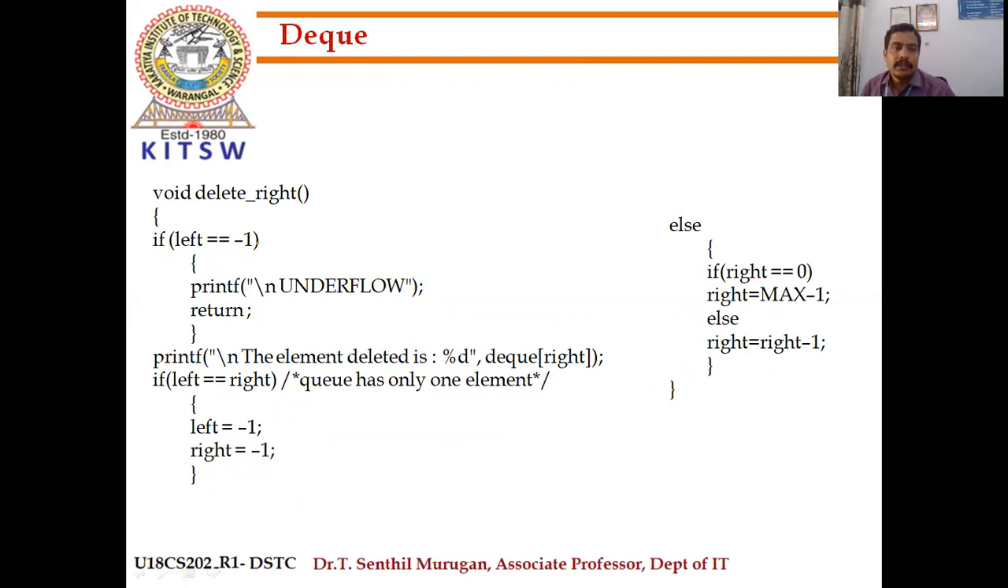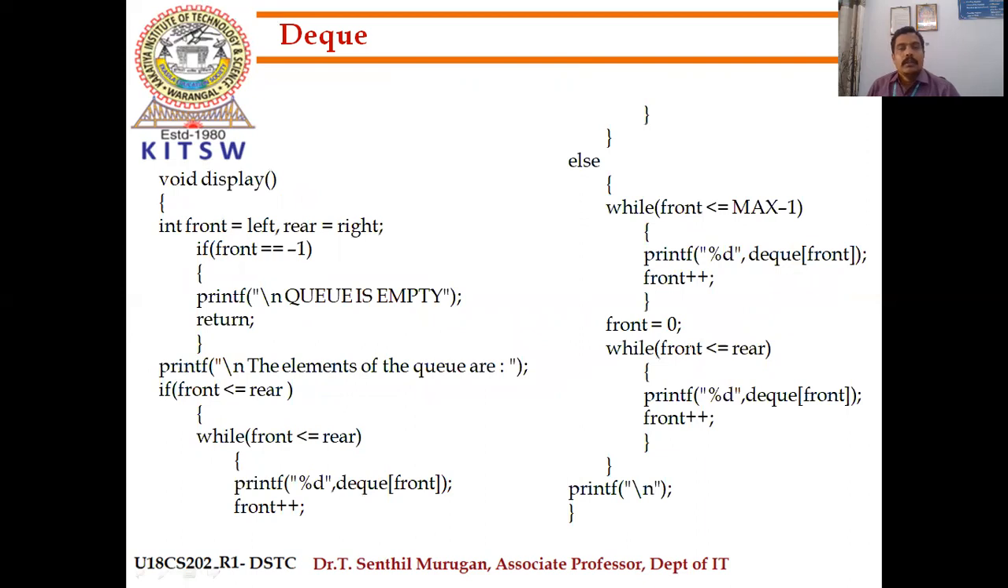Delete the right side. Again, same: we have to check left equals -1 means underflow. Again, left equals right means first element, so after deleting one element, both will be pointing to the null element. If not, we have to check right equals 0. If right equals 0, the right pointer is pointing to 0, so we have to insert on the right side. So we will write right equals max-1, otherwise right equals right-1. So this is the delete right operation, over.